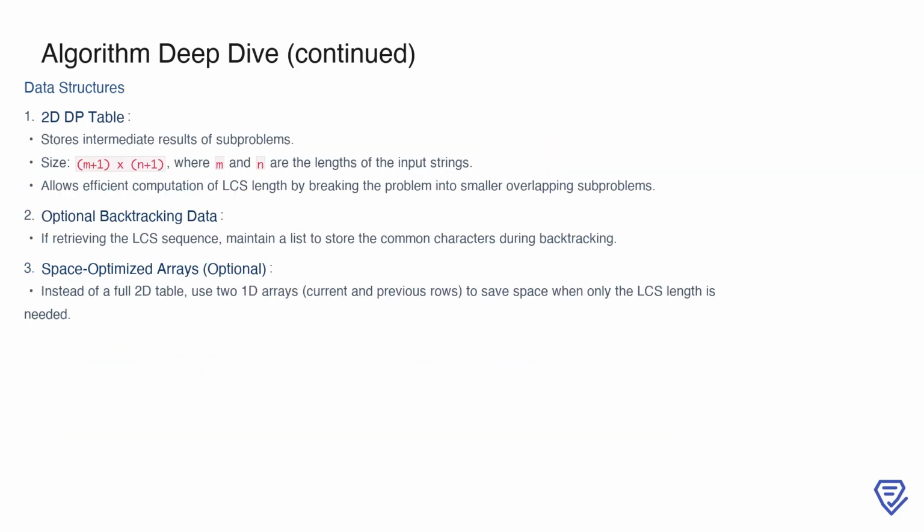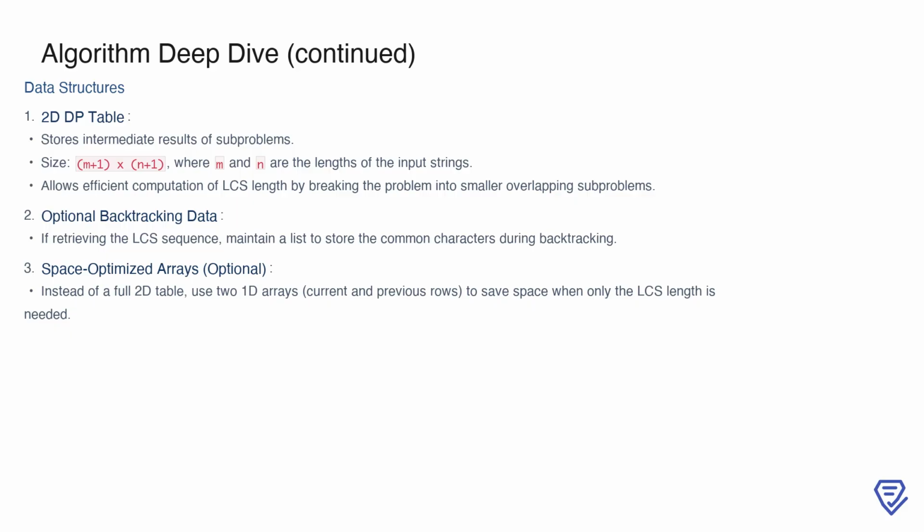The core data structure in this solution is the 2D DP table, which stores the intermediate results of subproblems. The size of this table is m plus 1 by n plus 1, corresponding to the lengths of the input strings plus 1. This table allows us to efficiently compute the LCS length by breaking the problem into overlapping subproblems and solving them iteratively. If we also want to retrieve the LCS sequence itself, we use additional space to maintain a list of common characters during the backtracking process.